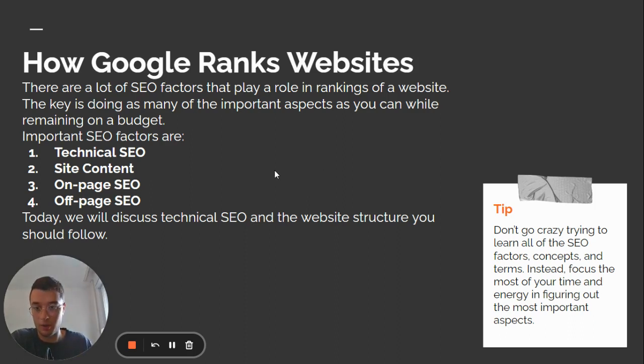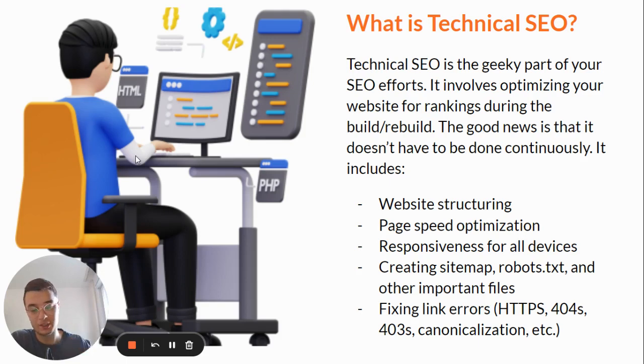So, important SEO factors are technical SEO, site content, on-page SEO, and off-page SEO. Each of these has a few level two factors that fall under them, but we'll cover all of them. Today, we'll discuss technical, specifically website structure, which you can say is a part of technical SEO. So, what is technical SEO?